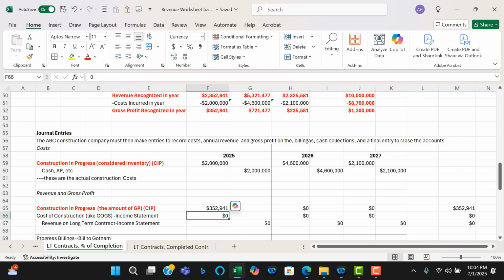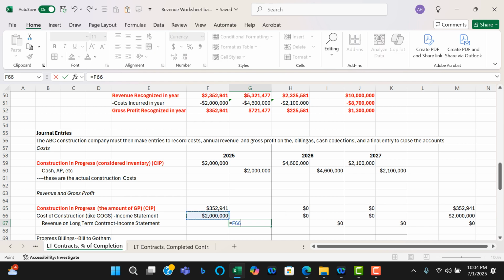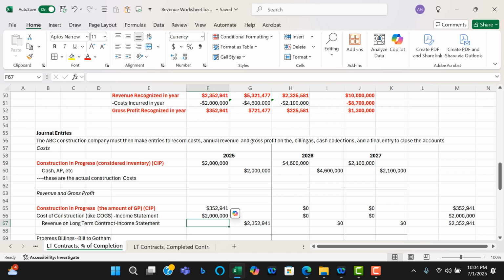Okay, so for construction in progress, we're going to actually put the $2 million into the cost of construction. That's an income statement account. And I want to make sure that I don't have the negative in there. We want negatives in debits and credits. And then the sum of these two is really equal to your revenue, so I'll just go ahead and put the revenue in there. This is going to go into the construction in process account, which is basically an inventory account. But these two are going to be on your income statement: your revenue right there, less your cost of goods sold or cost of construction, same thing basically.